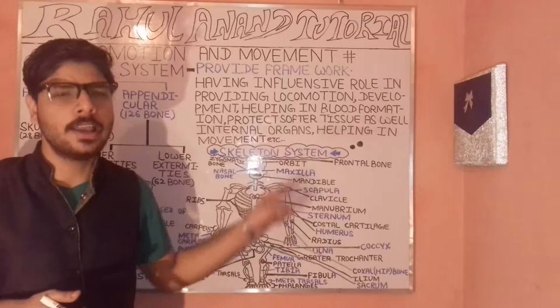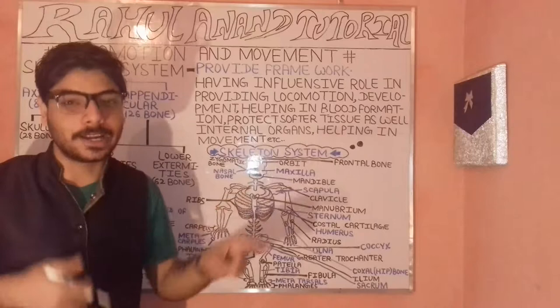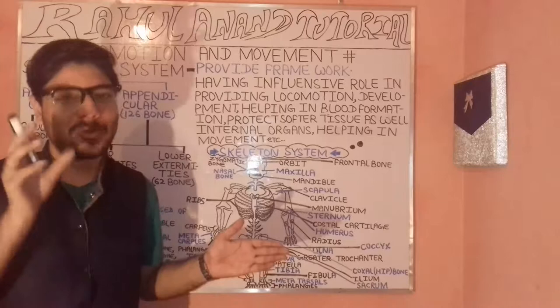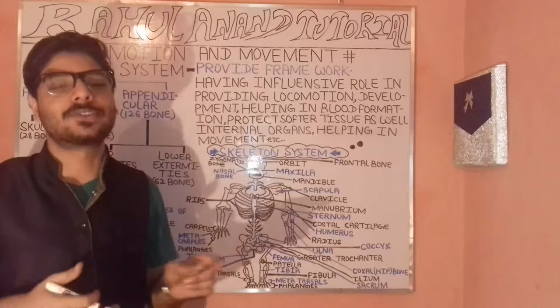So you should be very clear about what locomotion and movement actually are. Locomotion is directly related to changing position. You can understand this with the best example of the human body as well as animals, where we perform locomotion, particularly displacing from one position to another position.